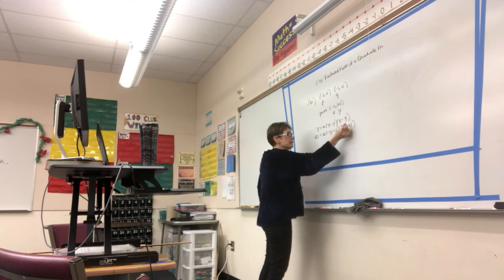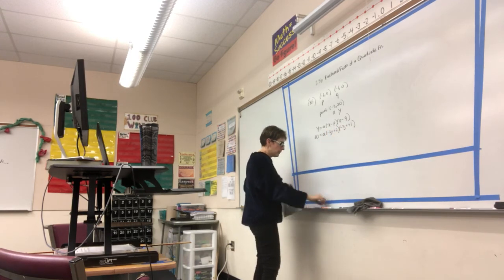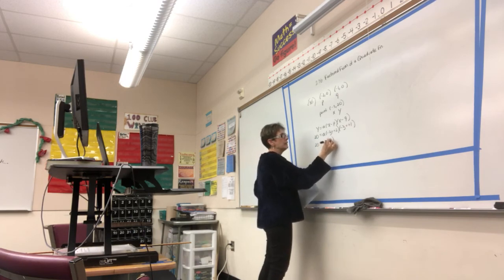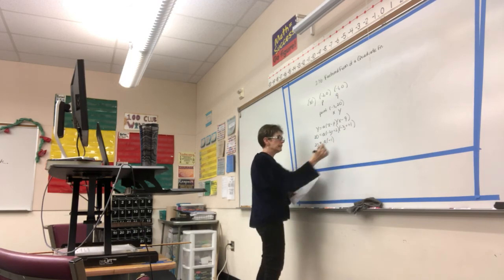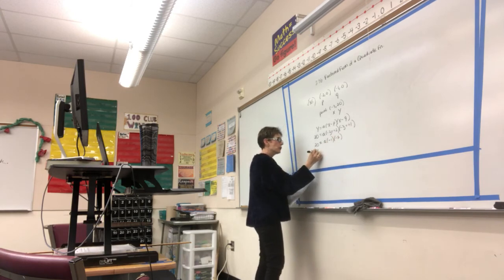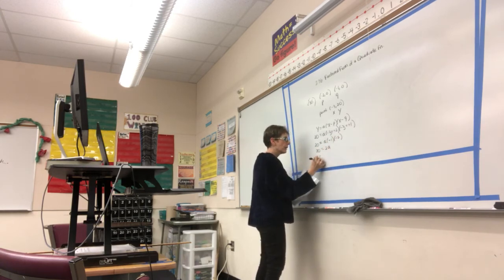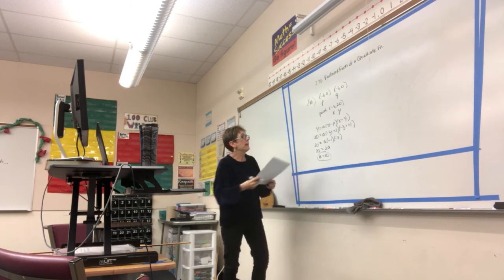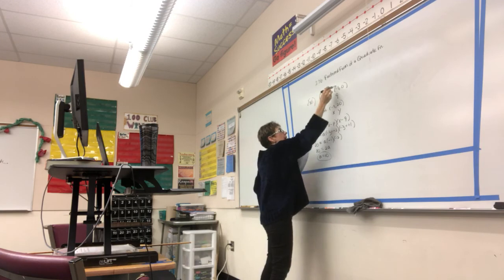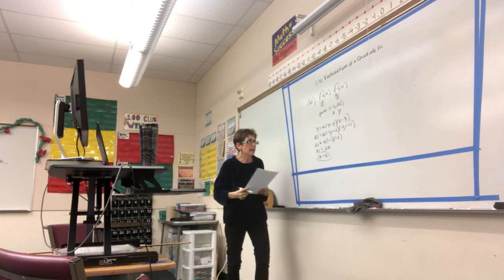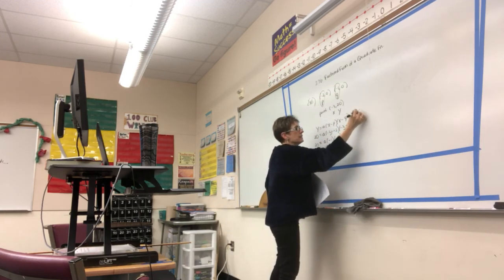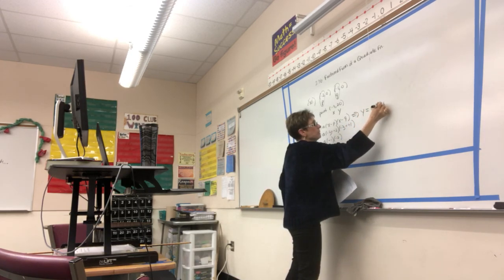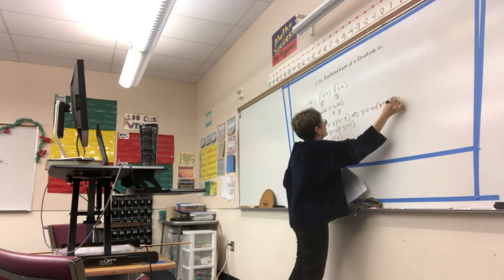These become positive here. So I'm going to have 20 equals a times negative 1 times negative 2, or 20 equals 2a, or a equals 10. Now that I have an a, and I have a p, and I have a q, I can go ahead and write my equation here. It's going to be y equals 10 times x plus 2 times x plus 1.